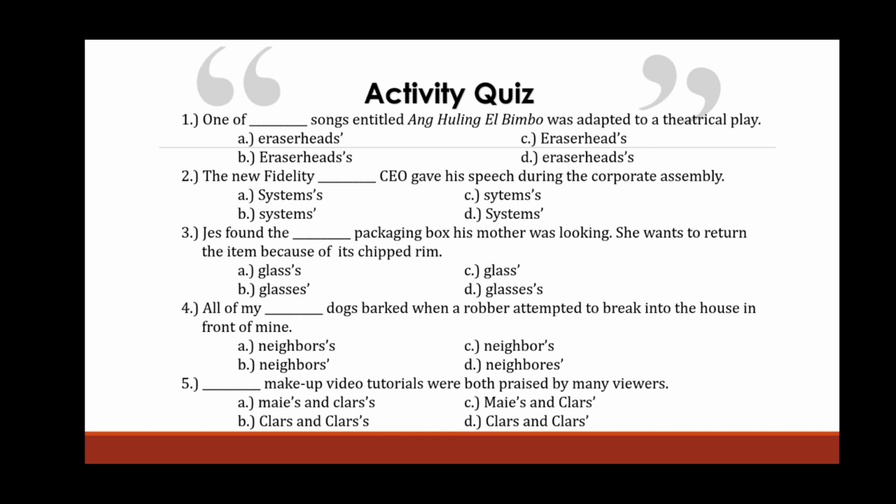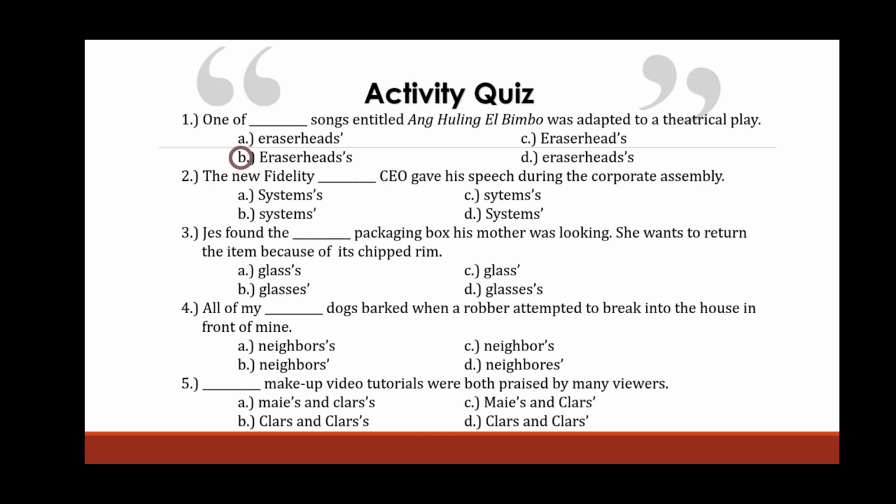One of blank songs entitled Ang Huling El Bimbo was adapted to a theatrical play. The correct answer for this item is letter B. Eraserheads. Bakit? Kasi yung A at D start with small letter. And remember, proper noun to. And proper nouns are always written with their first letter in capital. Okay? So, tanggal na sila.